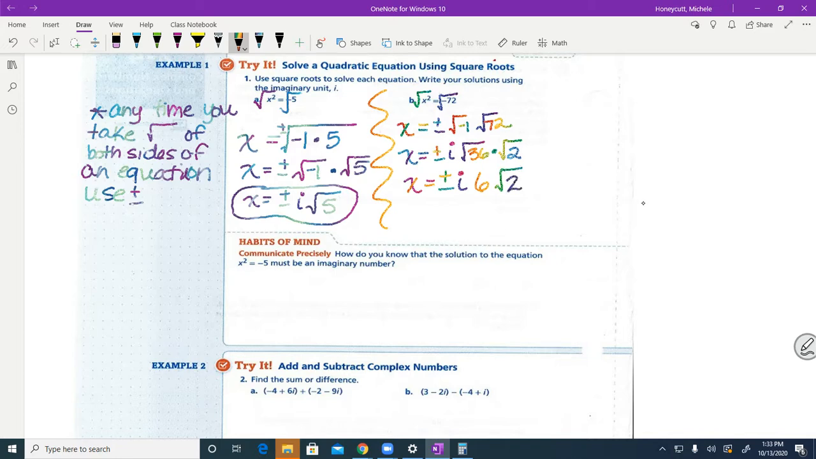Now, i times 6 square root of 2. Now, that looks a little bit weird to me, maybe the whole thing looks weird to you, honestly. But you usually see the 6 in front of the i, so I'll just rewrite my answer. x equals plus or minus 6i square root of 2.